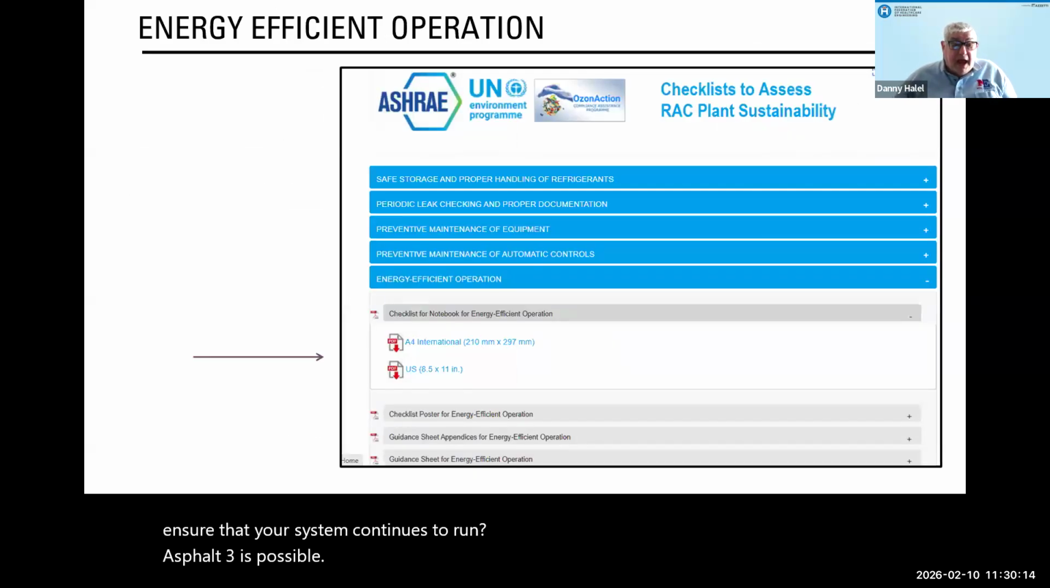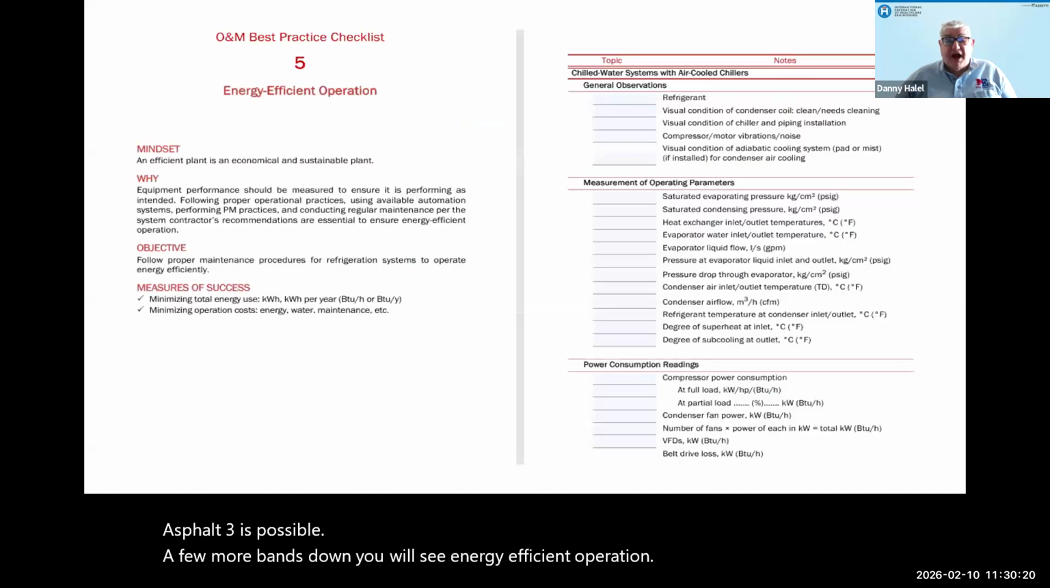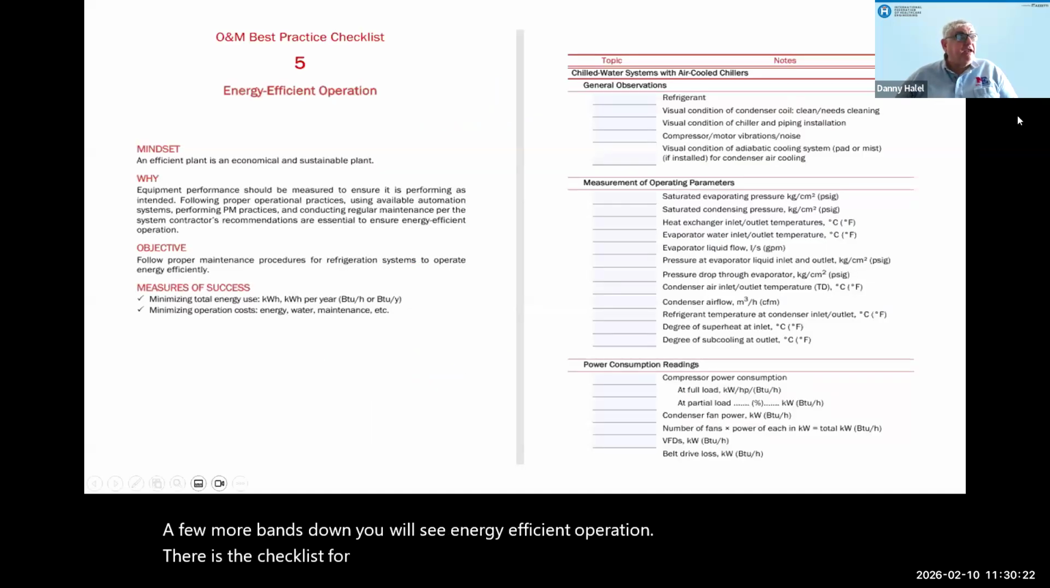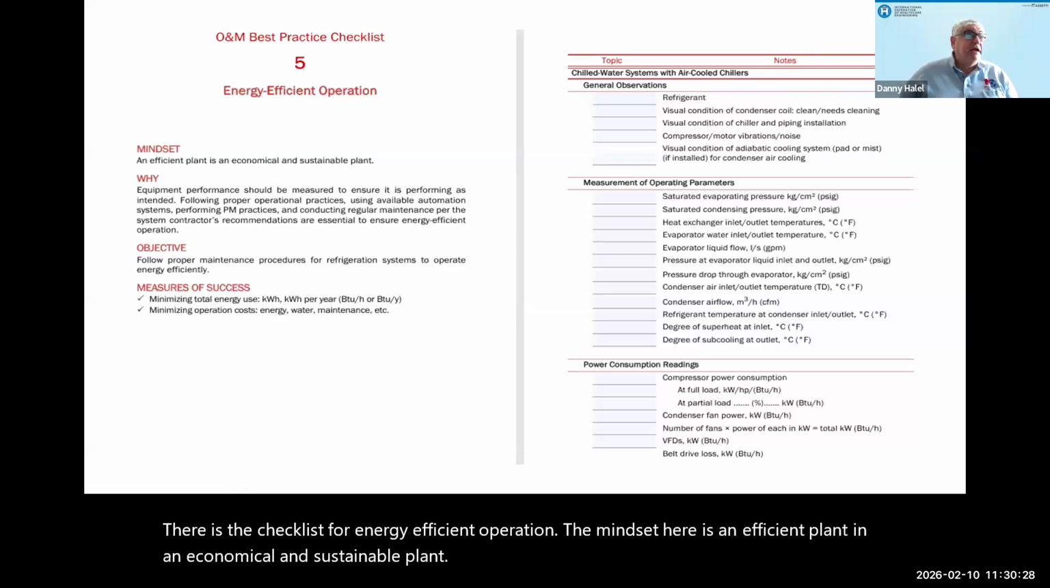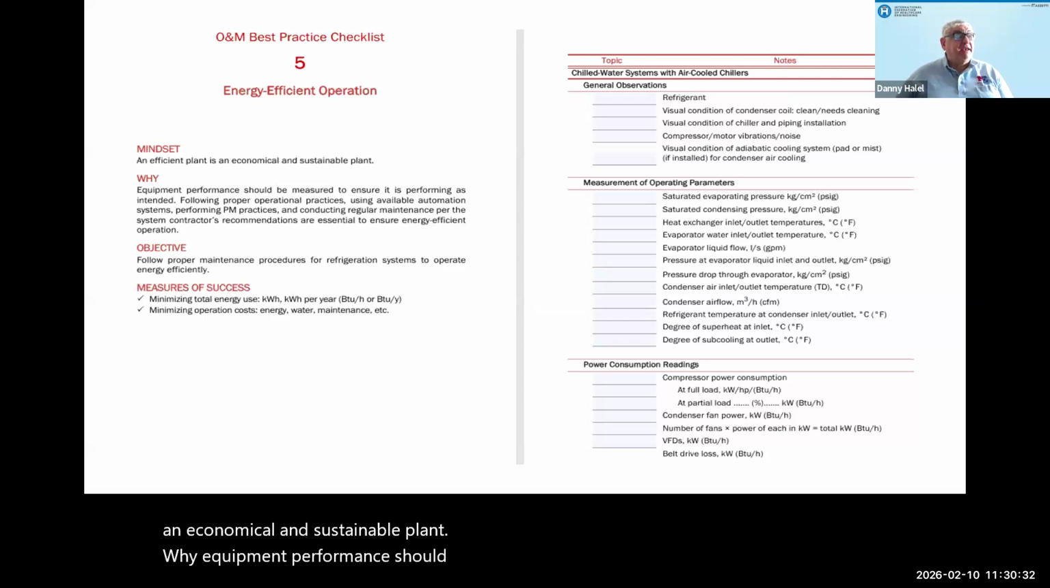A few more bands down, you will see energy efficient operation. There is the checklist for energy efficient operation. The mindset here is an efficient plant and an economical and sustainable plant. Why? Equipment performance should be measured to ensure it's performing as intended.